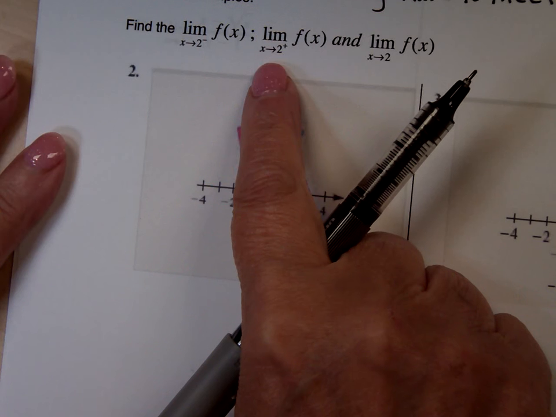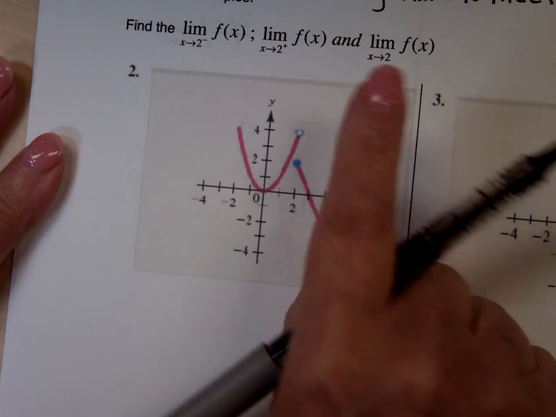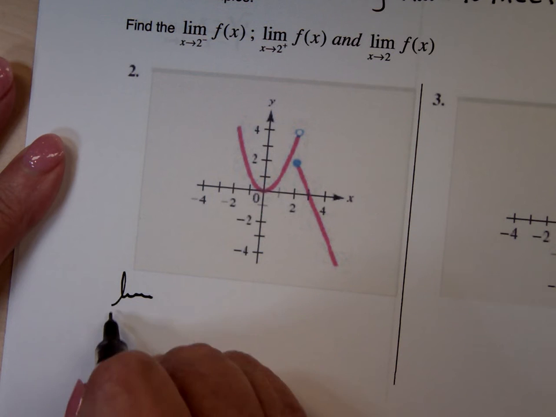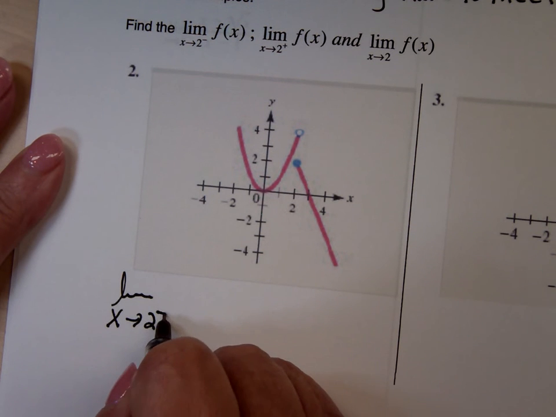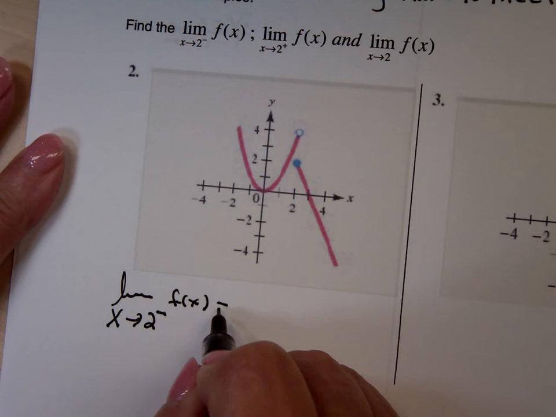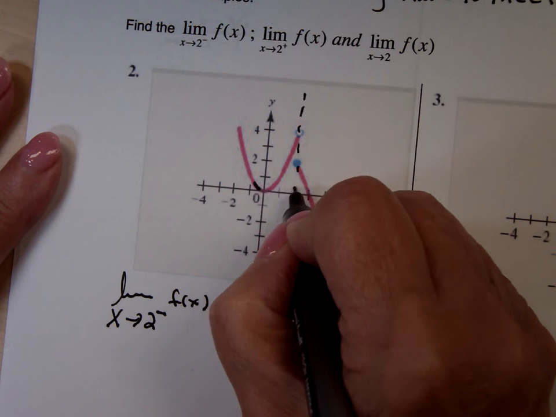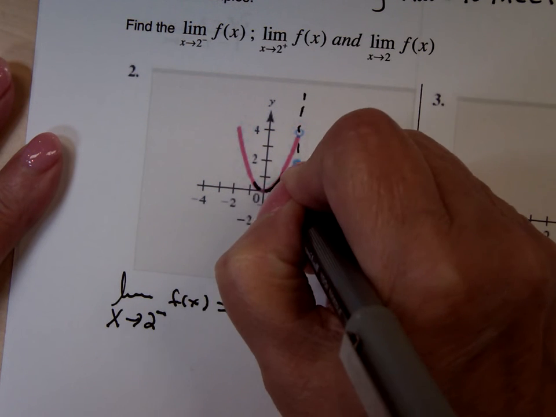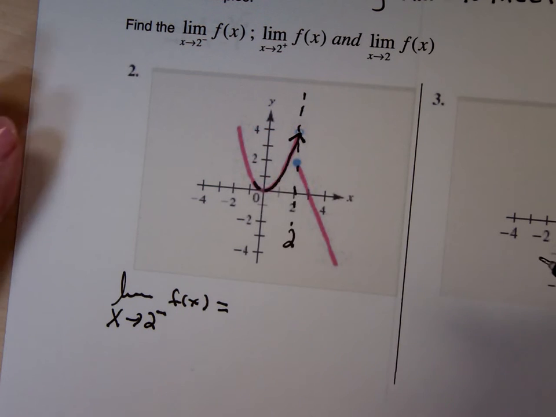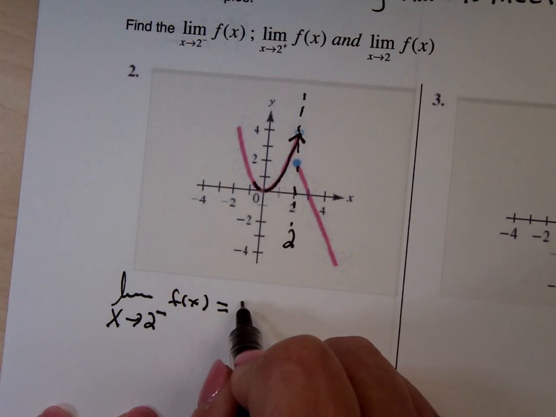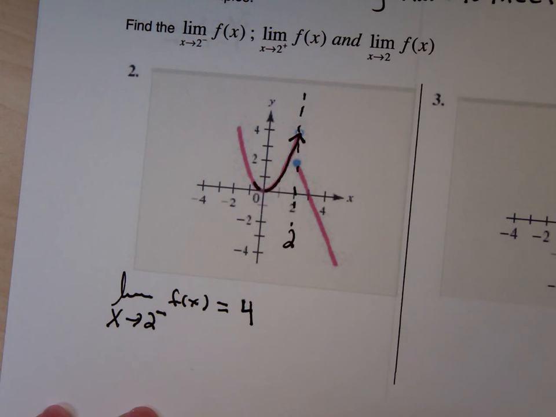We want to find the limit as x approaches 2 from the left, from the right, and the limit as x approaches 2. So the limit as x approaches 2 from the left of f of x. Now, if I'm coming in from the left, that means here's 2. I'm only coming from one side, and I end up right there at that hole, which has a value of what? 4. Remember, I don't get there, but for all intents and purposes, I'm at 3.9, so I might as well call it 4 as a y value. I'm very close to it.